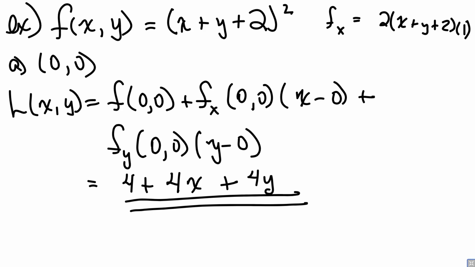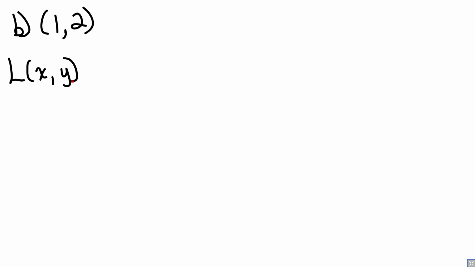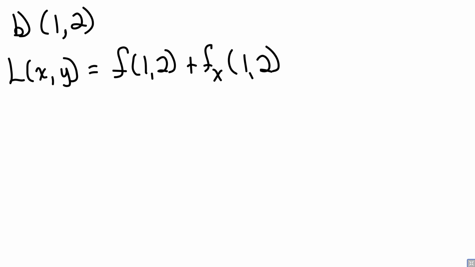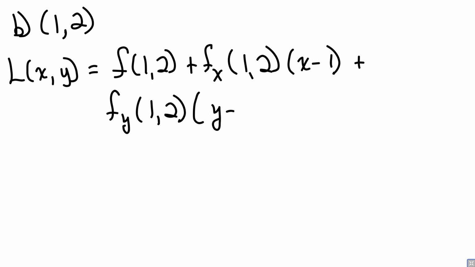So now let's move the point. In part B, we're going to move the point to 1, 2. And now we're going to do a new linearization formula for this. So we're going to look at f of 1, 2 plus the partial with respect to x at 1, 2 times, this time, x minus 1, plus the partial with respect to y at 1, 2 times y minus 2.